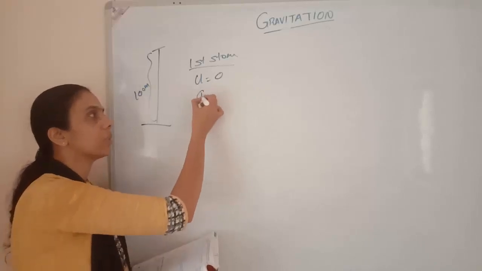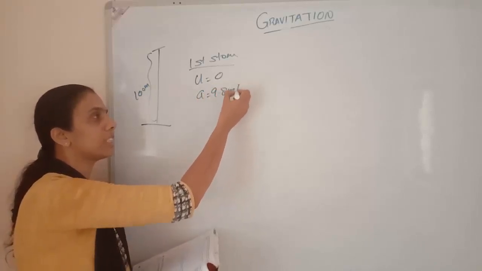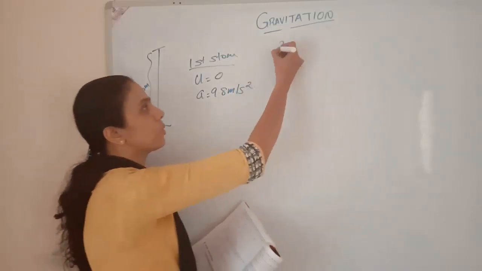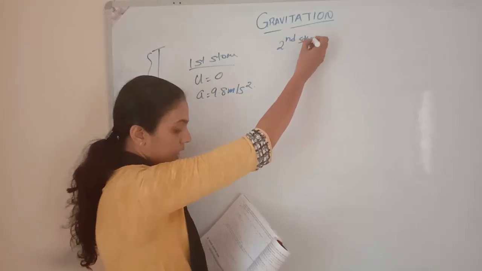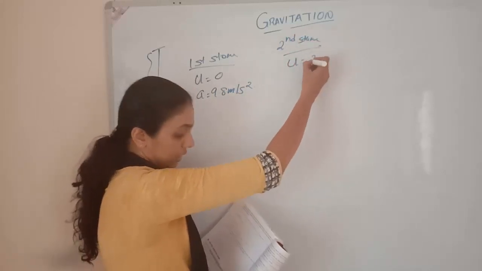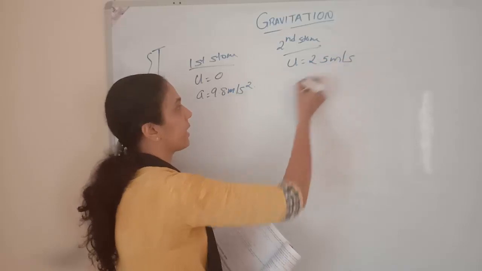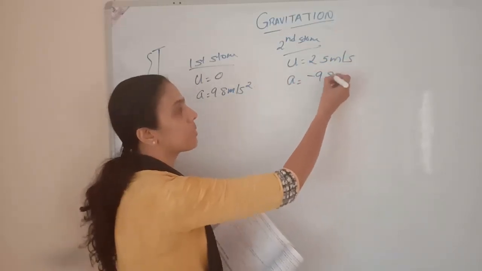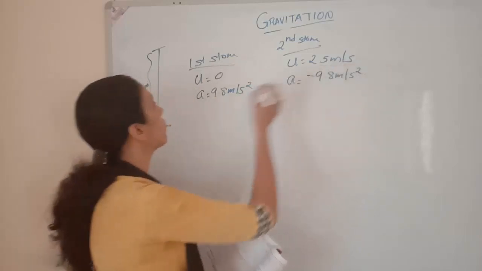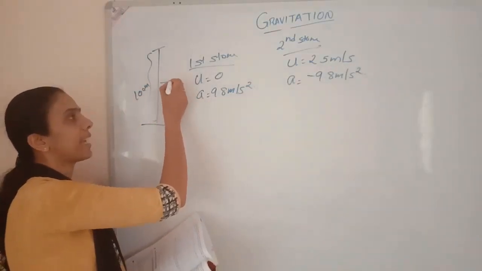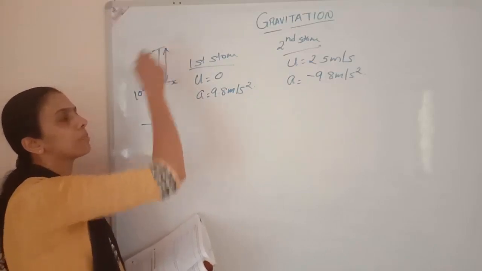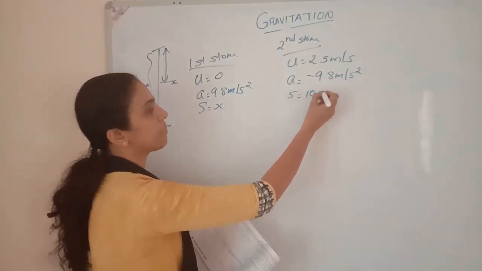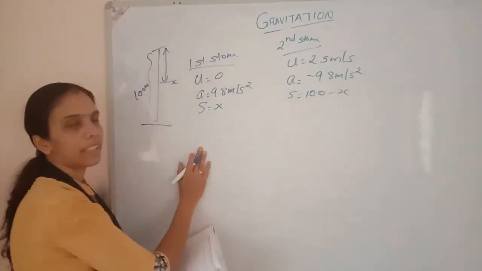A stone is falling from the top of a tower which is having height 100 meter. For the first stone, initial velocity is 0, acceleration is 9.8 meter per second square. At the same time, the second stone is projected upwards with the velocity of 25 meter per second. But acceleration we should consider here as negative, since it is moving in the upward direction. So let it meet at the distance x from the top. Distance covered is x. Here how much it will be? 100 minus x.